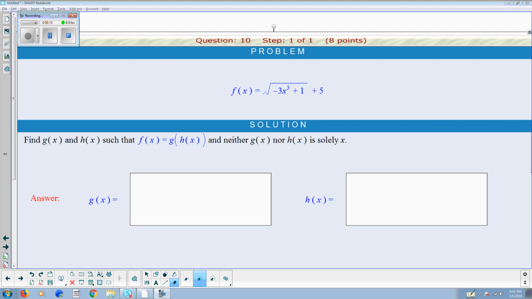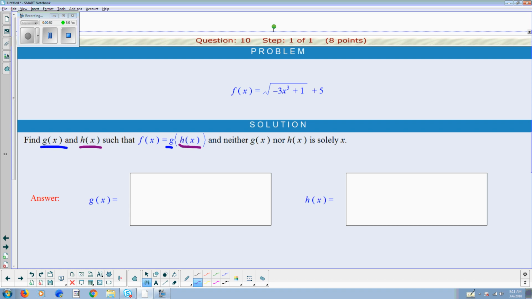We're on question 10. This one only has one step and it's worth 8 points. We have a function here, and it asks us to find g of x and h of x such that the given function f of x is g of h of x. So basically, we need to rewrite this as the decomposed functions. This is the decomposition of two functions.